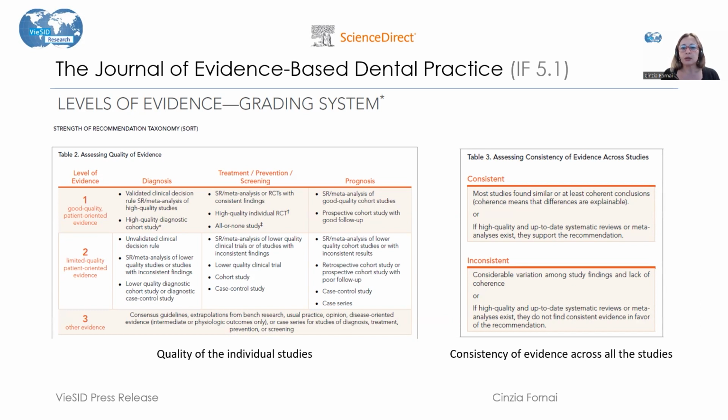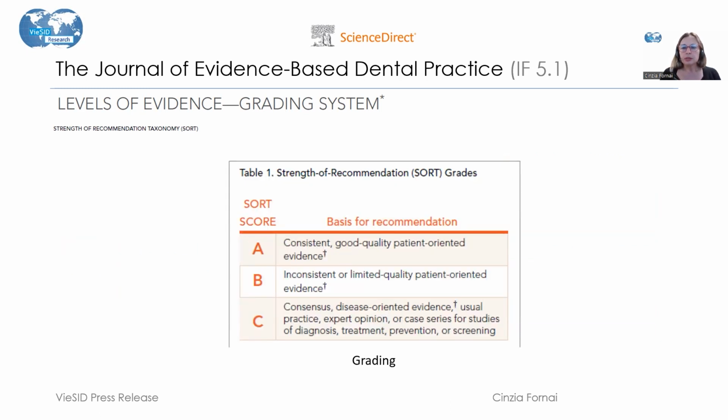Evidence can be evaluated as consistent or inconsistent. This evaluation may result in 3 possible grades, A, B, or C, with grading A reflecting consistencies, good quality of evidence, and grading B and C reflecting a decrease in quality and consistency. The Journal of Evidence-Based Dental Practice recommended this grading system because it is straightforward and comprehensive. It addresses the issue of patient-oriented evidence, which is evidence of interest to patients reflecting improvement in morbidity, mortality, symptoms, quality of life, or costs. And this is easy to apply.